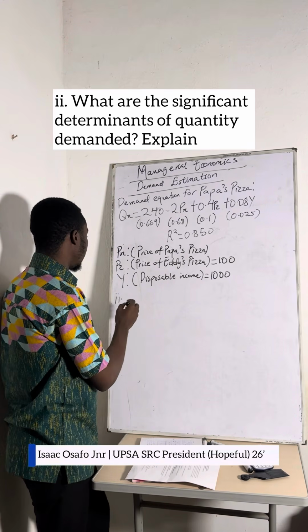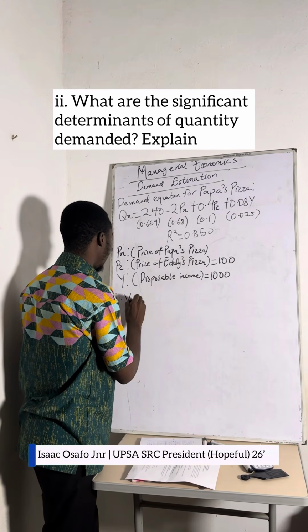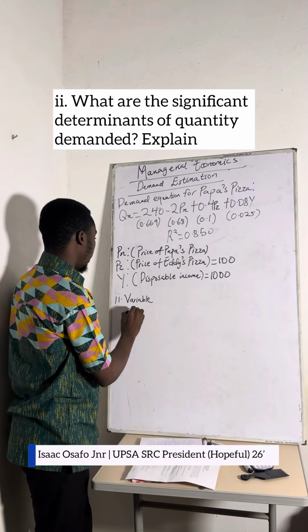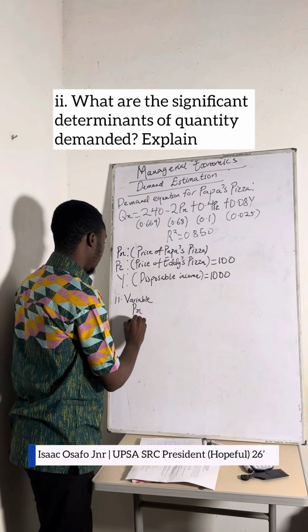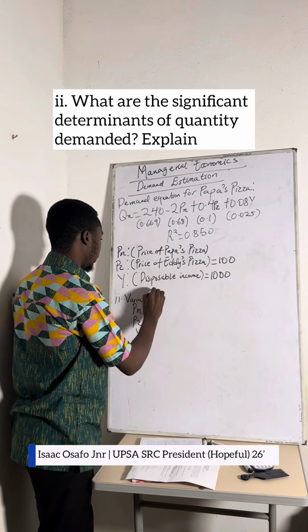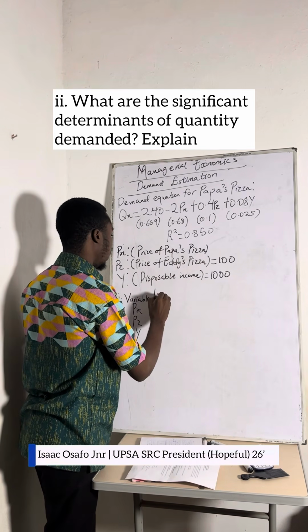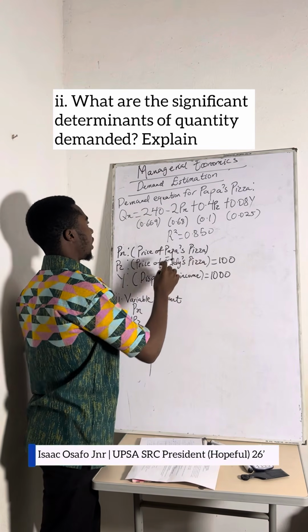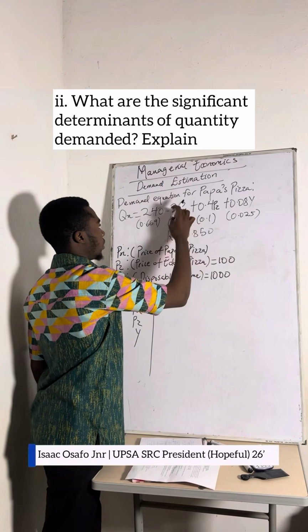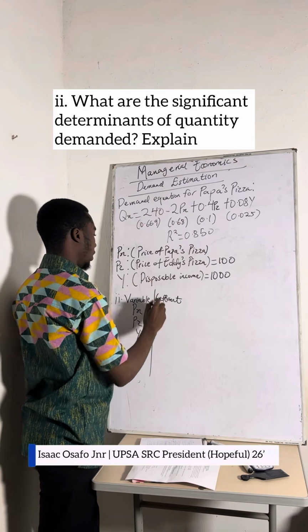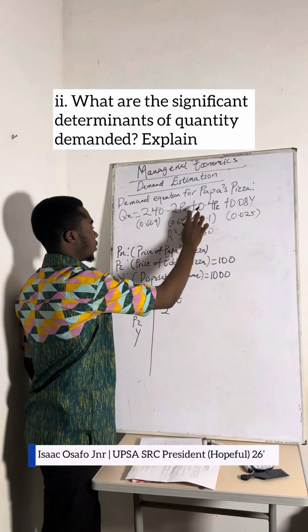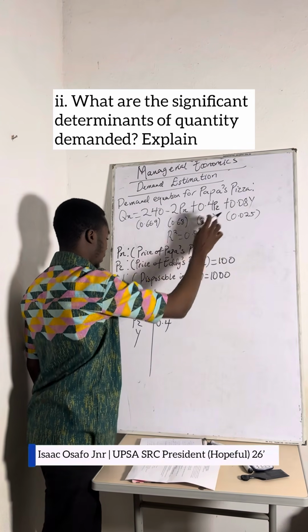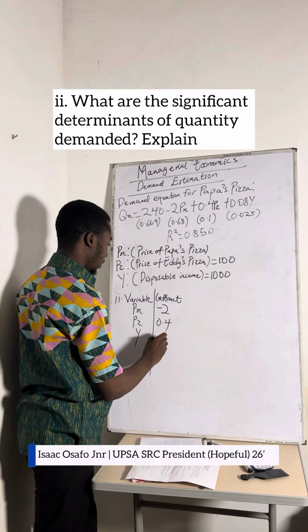So the table, the first thing we have is our variable. So we have px, pz, and y. Then the next thing we are going to have is our coefficients. So the coefficients are whatever is attached to the variables. You get it? So px, whatever was attached to it was -2. Then pz, it was 0.4 that was attached to it. Then y was 0.08.